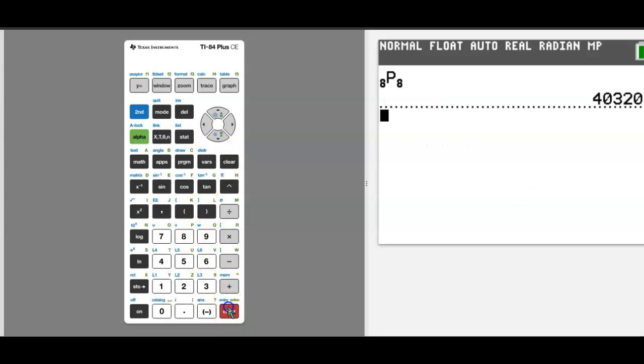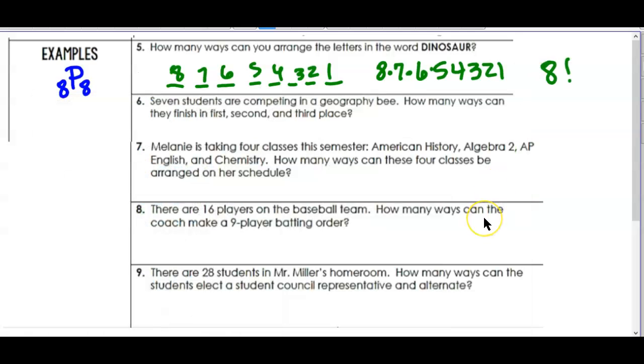And 8. All right. We're going to go back. 40,320 ways that we could arrange those letters. Now, this becomes a whole different question if we ask how many words can you make out of those letters, because not all of those arrangements would be words, clearly.